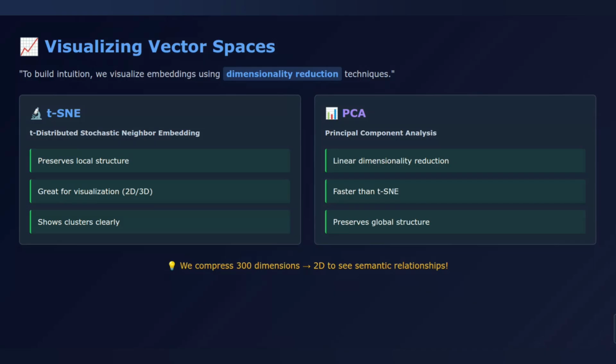t-SNE, T-distributed stochastic neighboring embedding, preserves local structure. It's fantastic for visualization because it shows clusters very clearly. PCA, principal component analysis, is a linear technique. It's faster than t-SNE and preserves global structure better. Both of these compress our high-dimensional vectors down to 2 or 3 dimensions so we can plot them on a simple 2D graph. The key is that they preserve relative distances, so similar words stay close together.